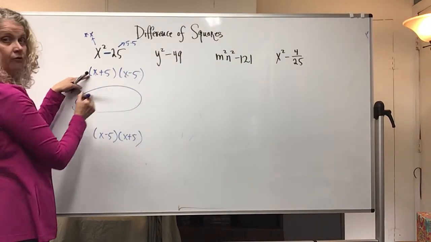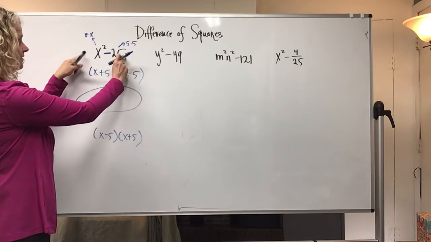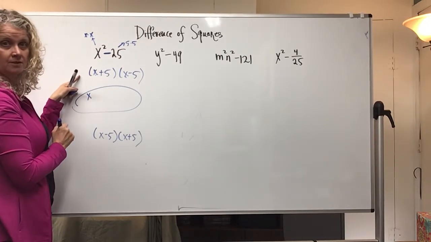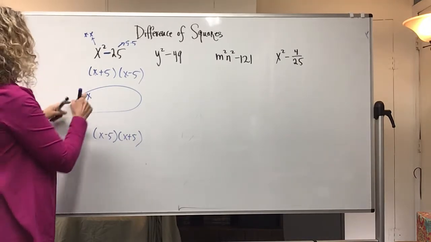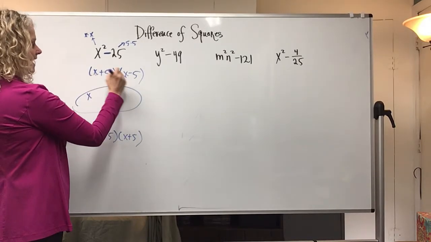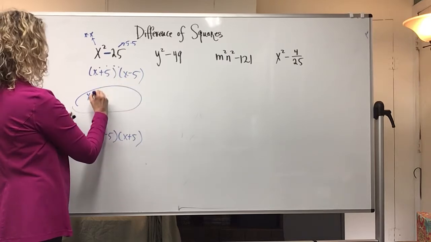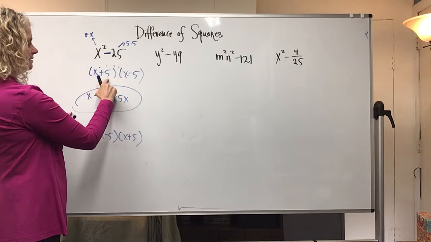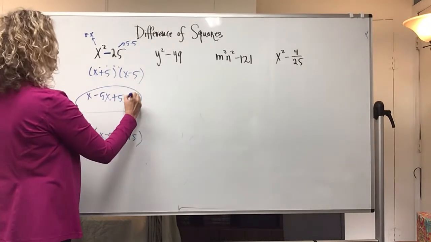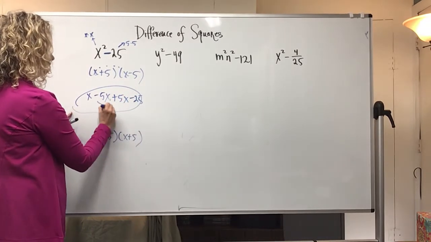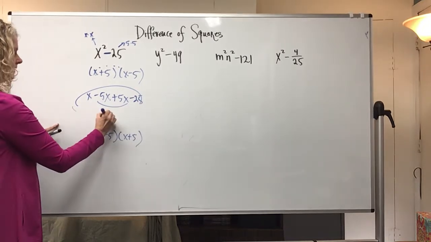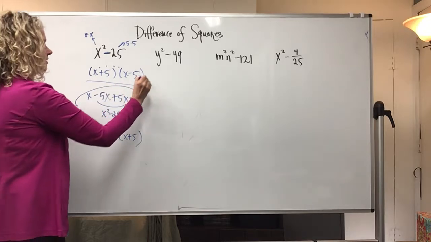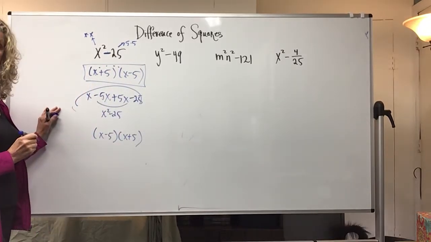X times x, we're going to FOIL to make sure when we FOIL it, we get the original back, because that's the whole purpose, is to put this into a form we can use, which you'll find out later how we use it. X times x is x squared. X times negative 5 is minus 5x. 5 times x is plus 5x. 5 times negative 5 is negative 25. These terms cancel, and notice you get the exact thing you started with. So that is difference of squares.